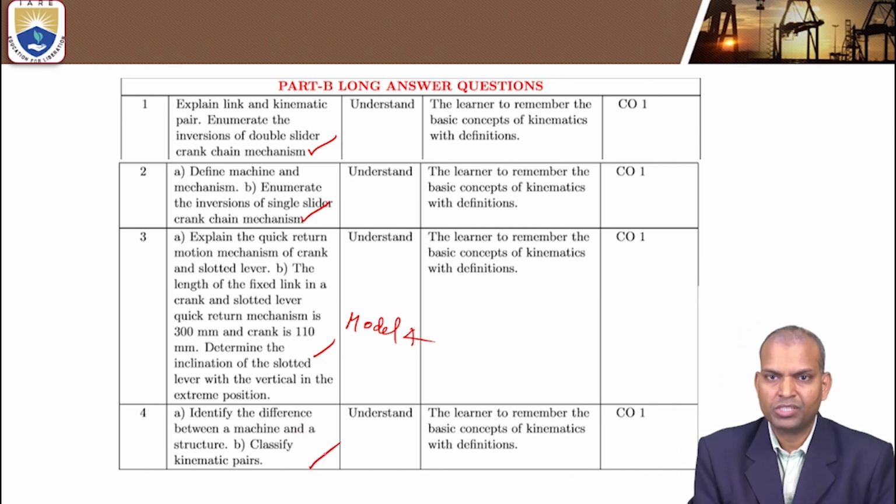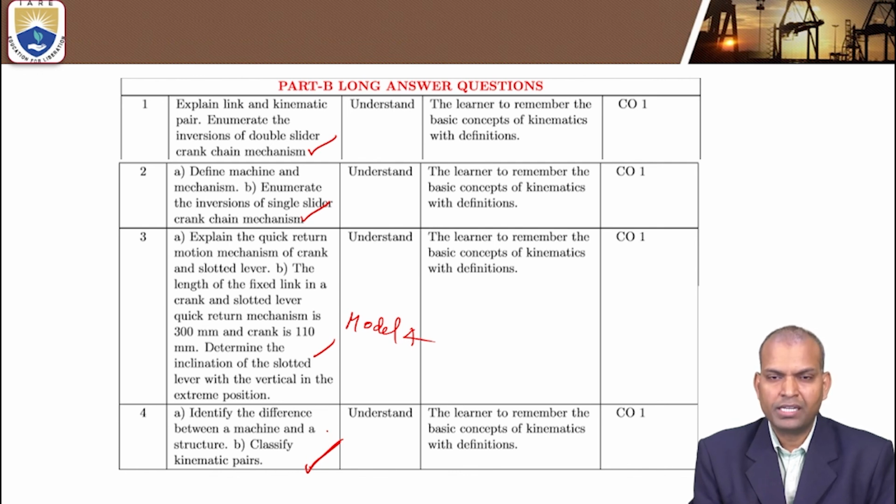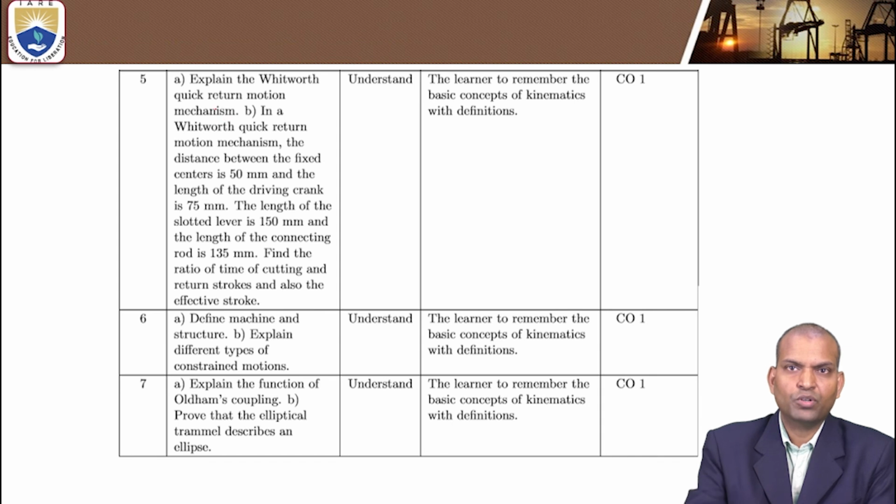Classify kinematic pair. There are various classifications: based on nature of contact, lower pair and higher pair; based on the mechanical constraint, open pair and closed pair; based on relative motions, there are 6 types, called spherical pair, turning pair, etc. Again, same question, very important.